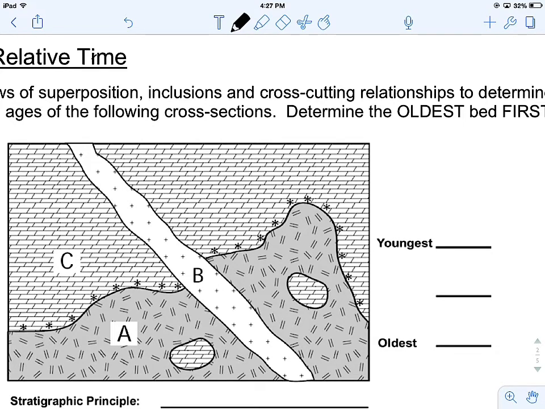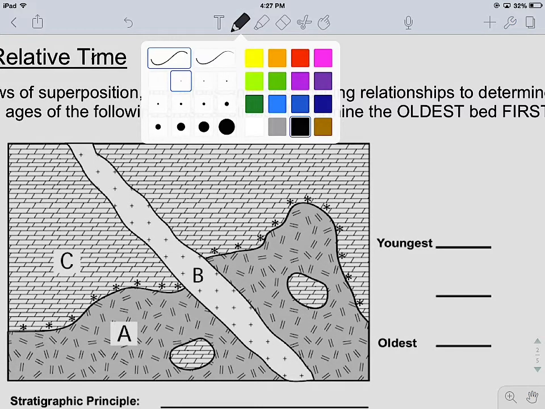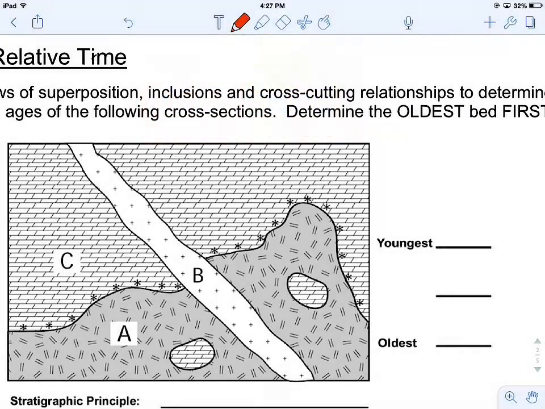Okay, so this is a reteach for relative dating. Some of us are still struggling a little bit with trying to understand this, so I'm going to walk you through how we do this. So I prefer to always start at the bottom.